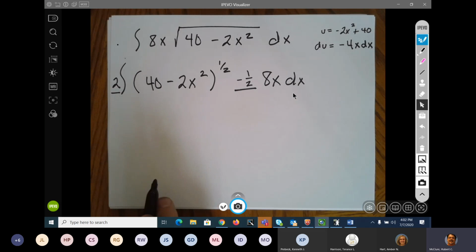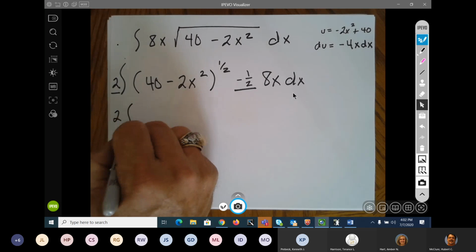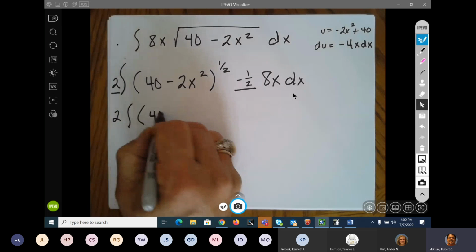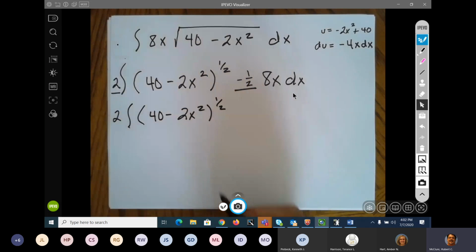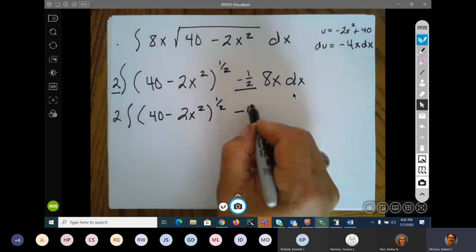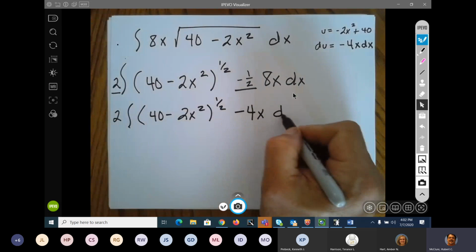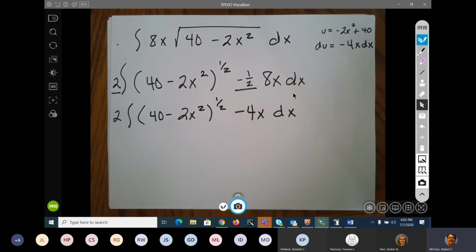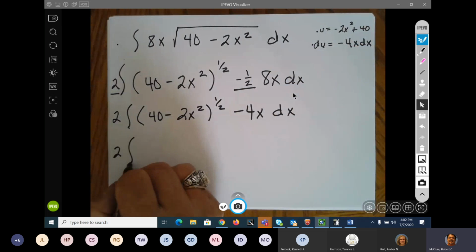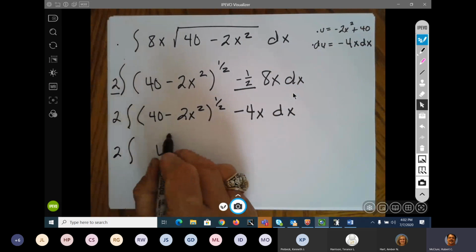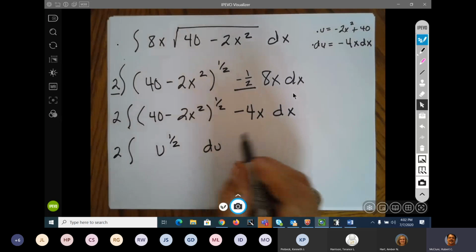All right. So now I'm going to rewrite 40 minus 2x squared to the 1/2, and that's going to give me a negative 4x dx. Now I've got u du. So now I can rewrite it as the antiderivative of u to the 1/2 du.